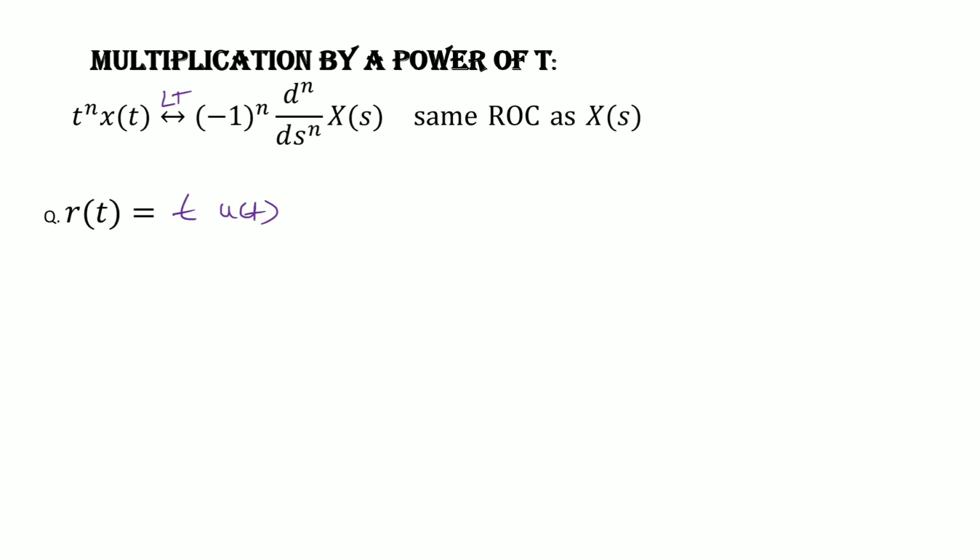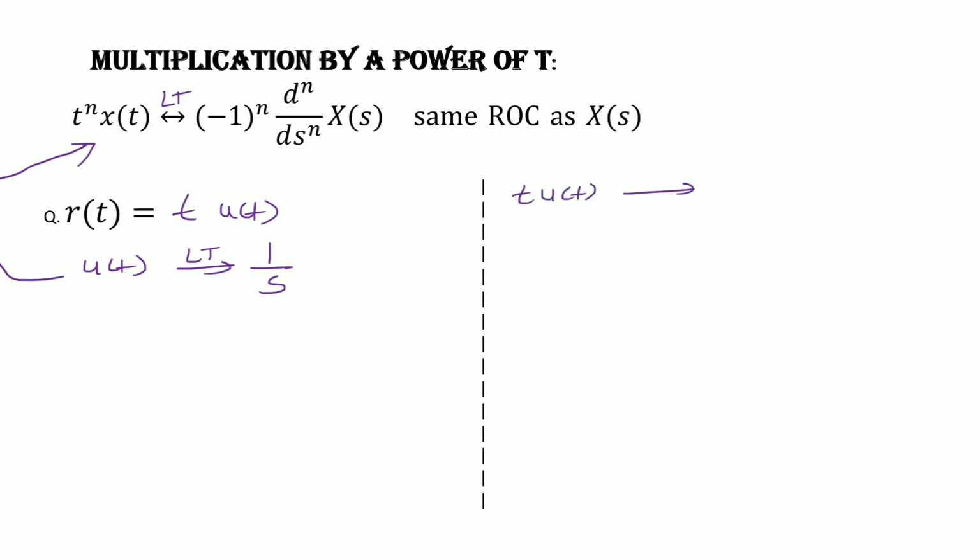Okay, and we know that for u of t the Laplace transform is what? 1 by s. And now what we have to do by applying this property? We have to differentiate it one time. Okay, that means what will be the function? What will be the Laplace transform of t u of t?